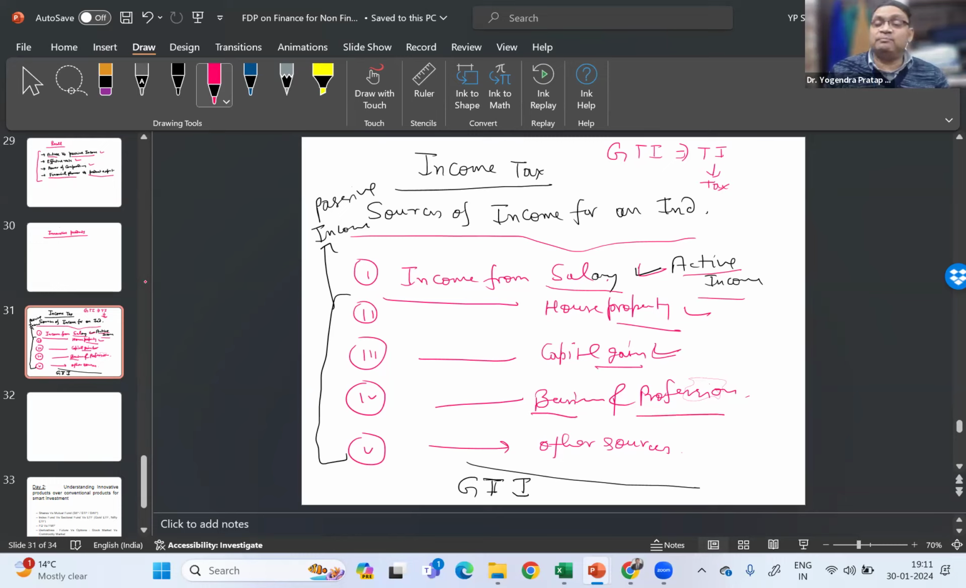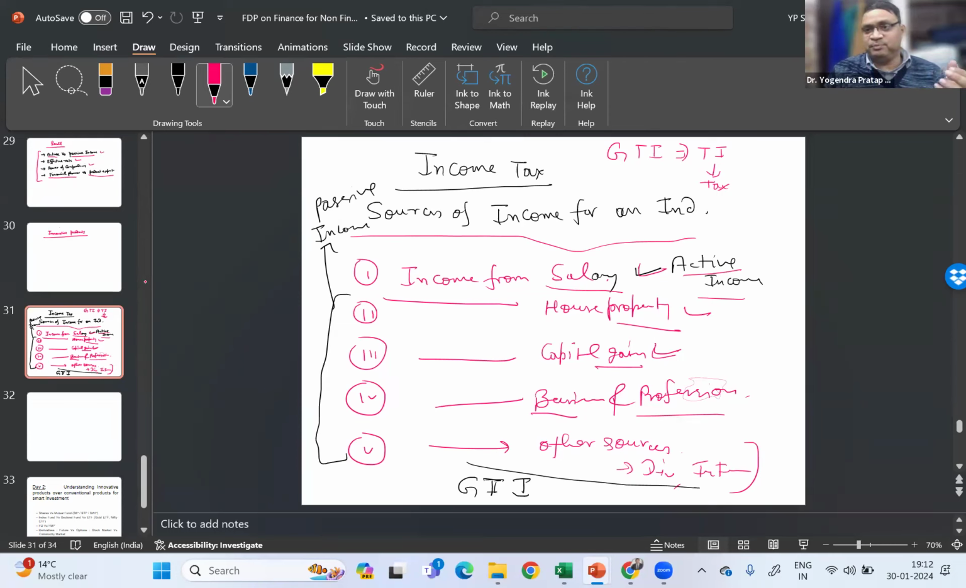Then you are a management professor, a professional person. If you are not earning through business and profession side by side, then it's your problem. Other sources means you must have sources of dividend, interest. There are lots of sources. All these are passive income. So please make sure that just because of saving tax, you are not restricting and minimizing your total income.